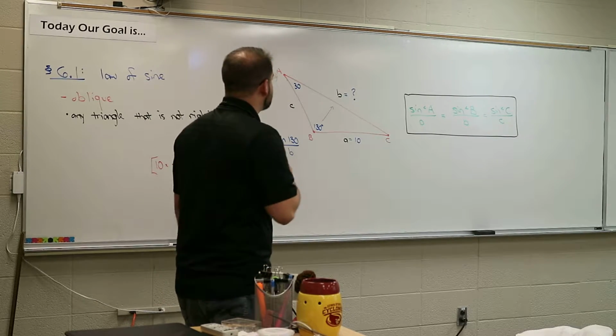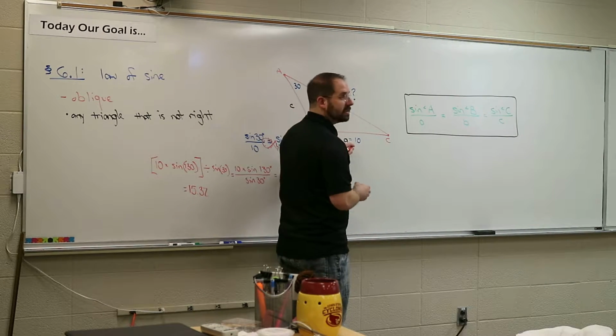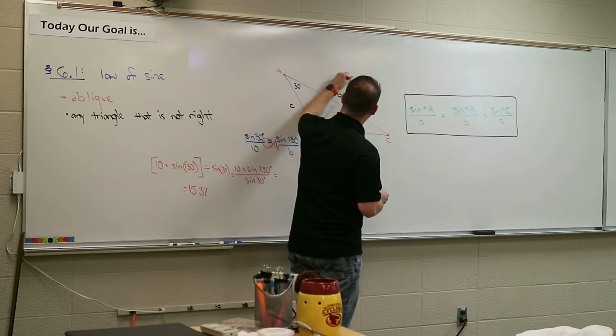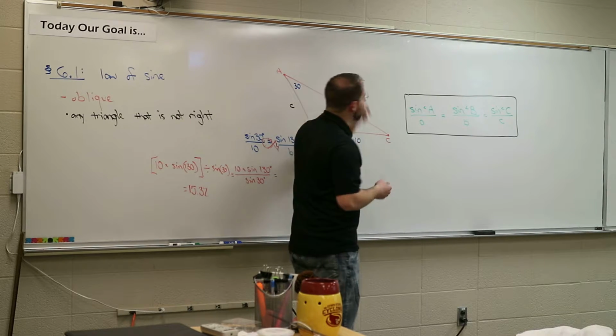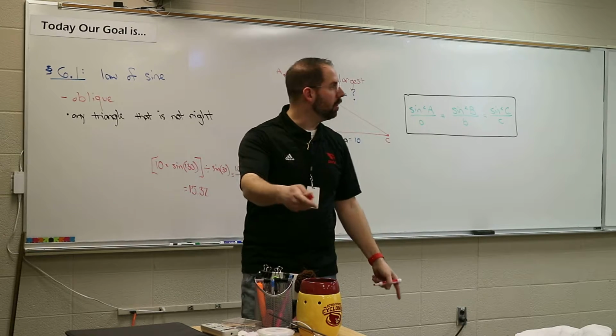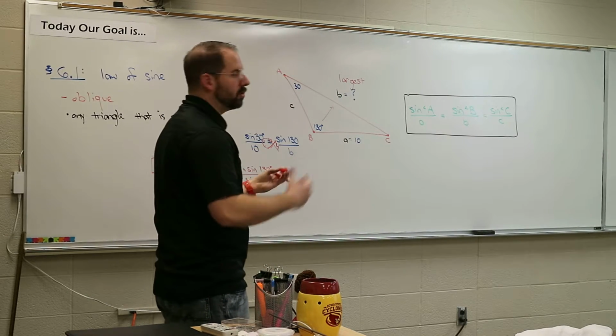The reason why that number makes sense to me is it's definitely bigger than 10. This is the largest side. And why I know this is the largest side: one of the properties in geometry says the bigger the angle, the bigger the wall in a triangle. They're actually proportional to each other.